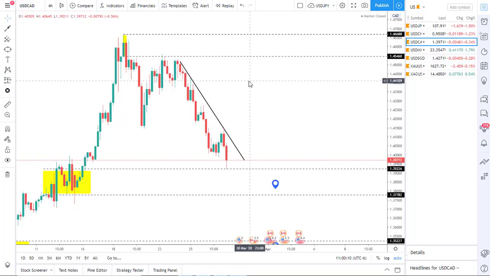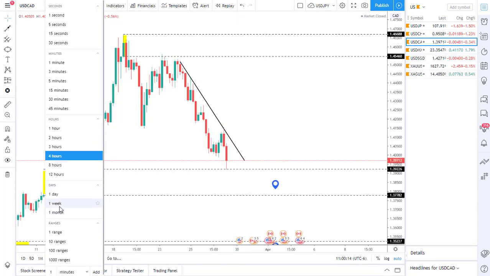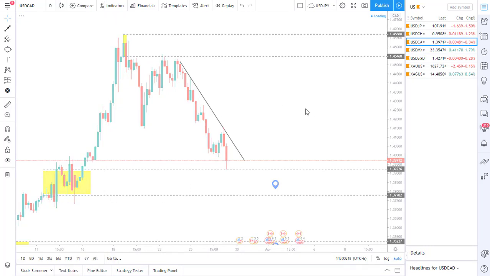Last one is dollar CAD. Pretty much is the same scenario. All right, the same scenario, but this one I think I can see it more clearly. Why? Okay, first of all, we have a monthly, weekly, daily supply right there. All right, we have a weekly supply level nested in a monthly supply level. That's why we have this huge drop.